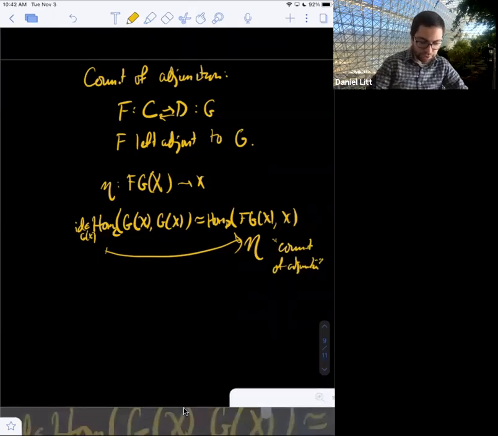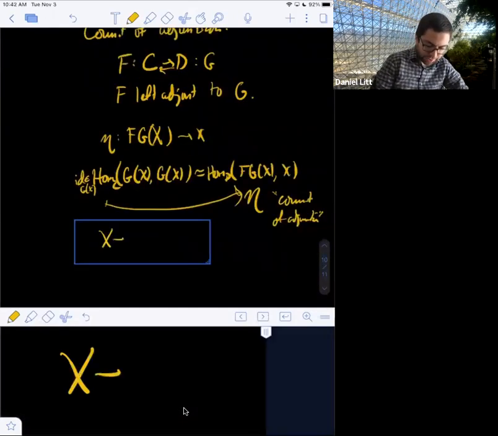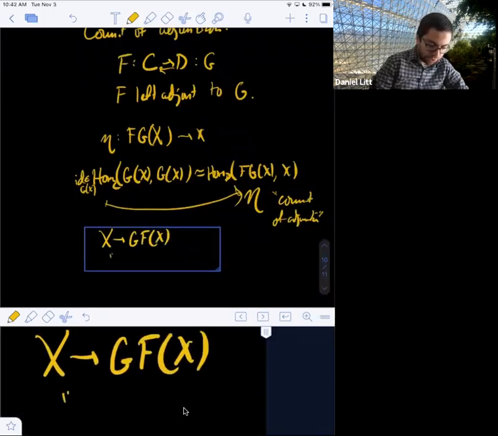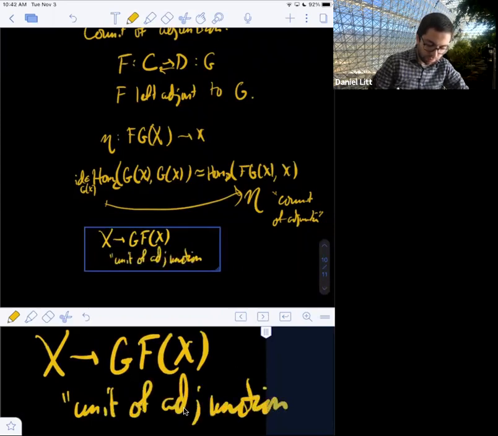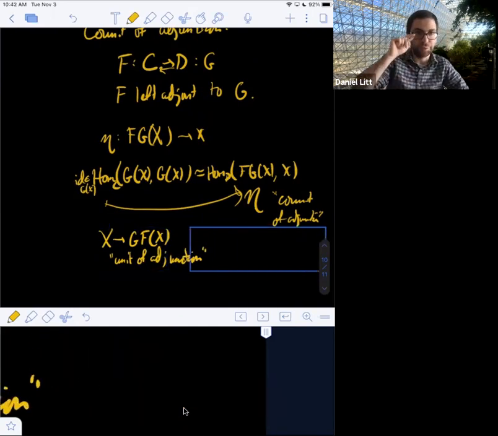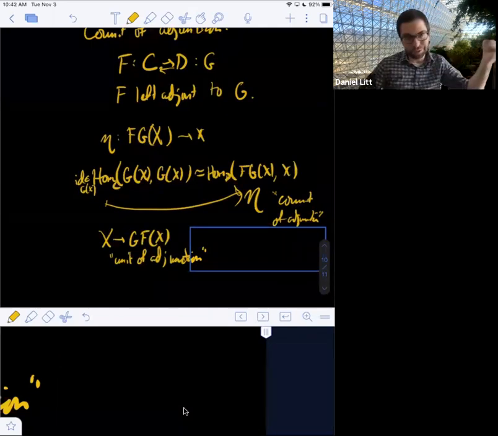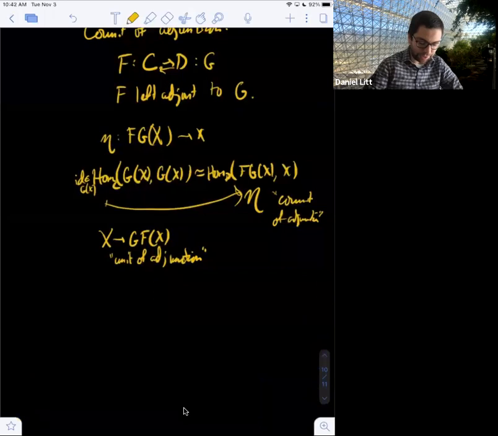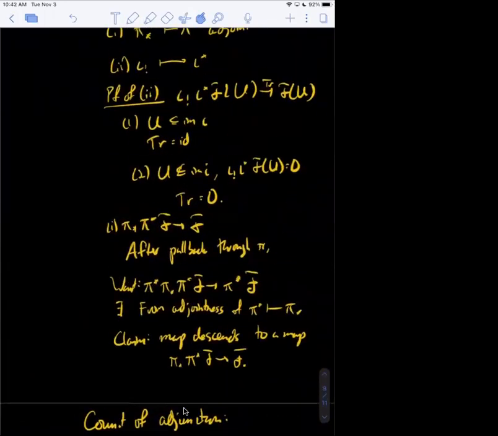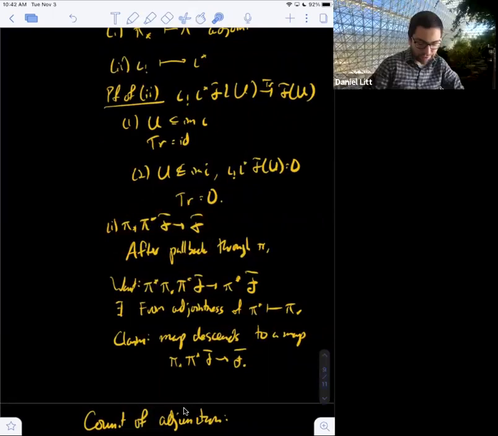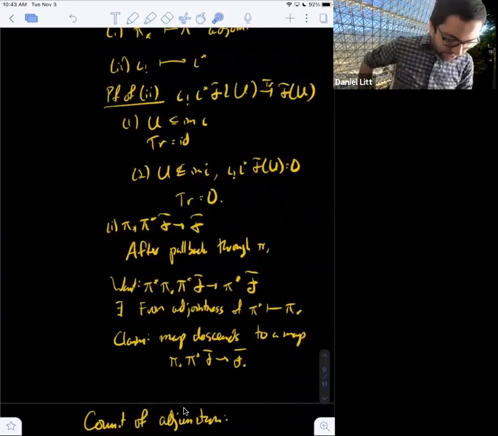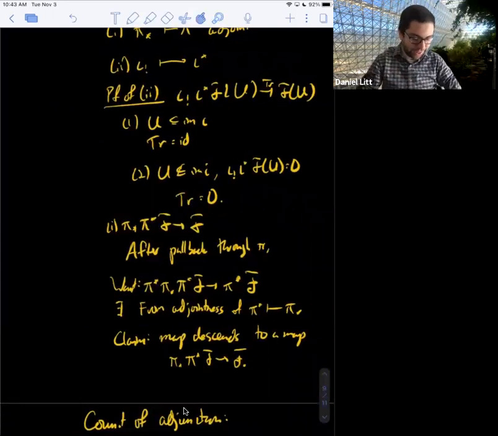And there's also a map from X to GF of X, which is called the unit of the adjunction, which you construct the exact same way, but you move F from left to right rather than moving G from right to left. Yeah, sorry about that. All right, so I'll get back to you on this. I think this is something that I meant to do earlier in the class, and maybe I forgot to do it. I'm having trouble reconstructing it off the top of my head.